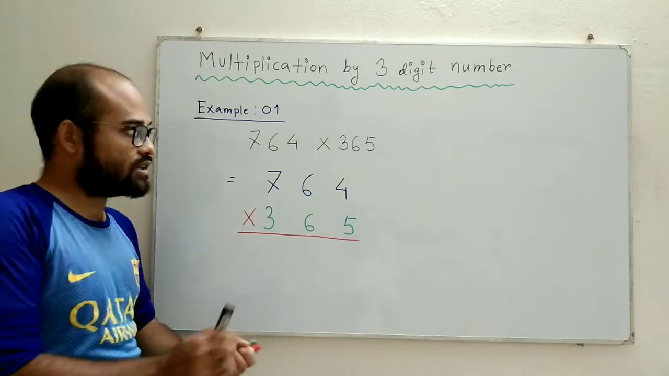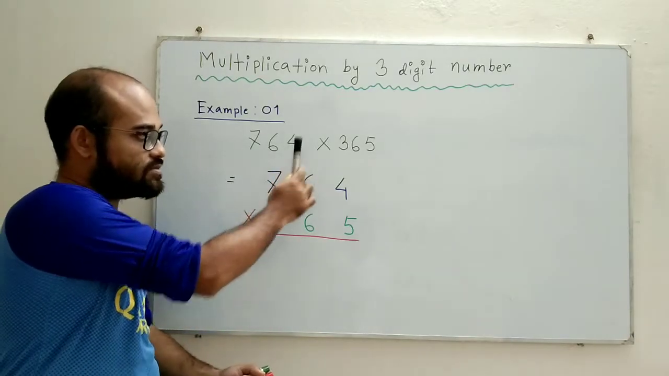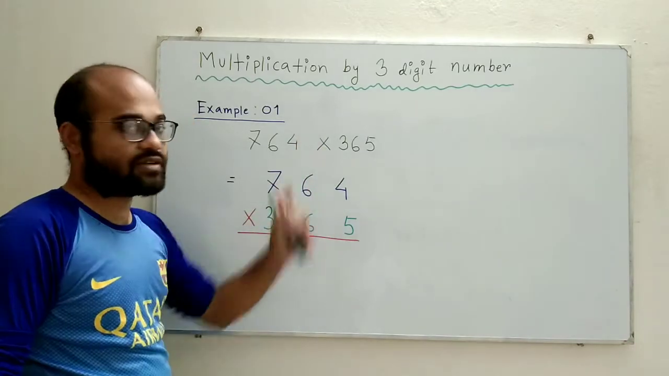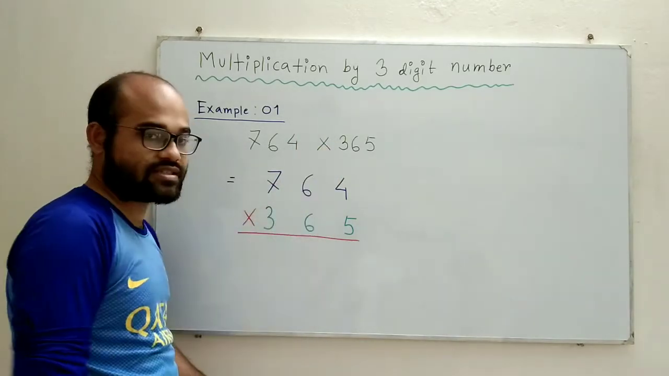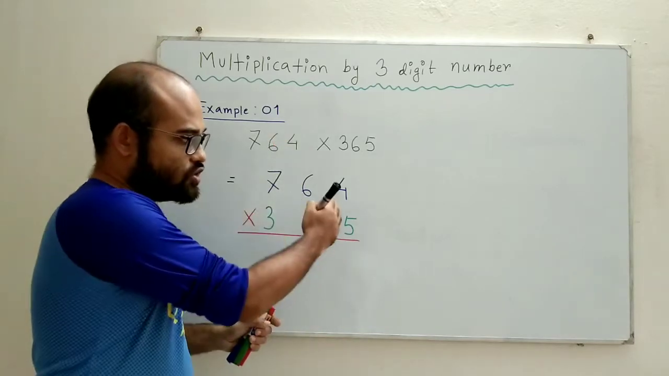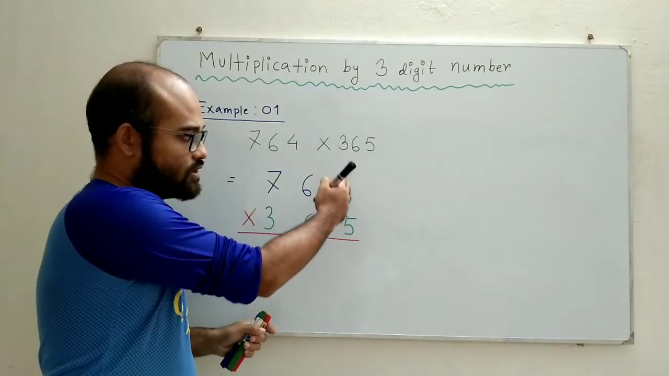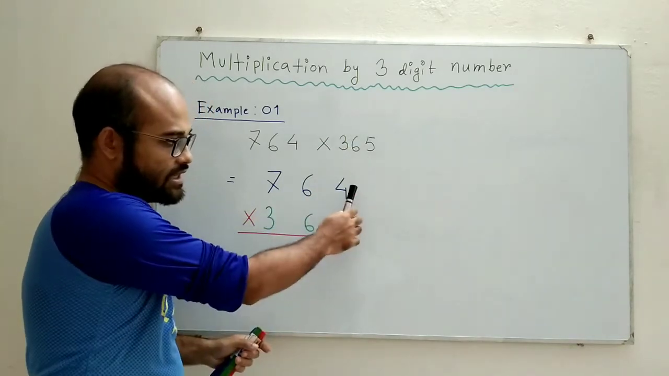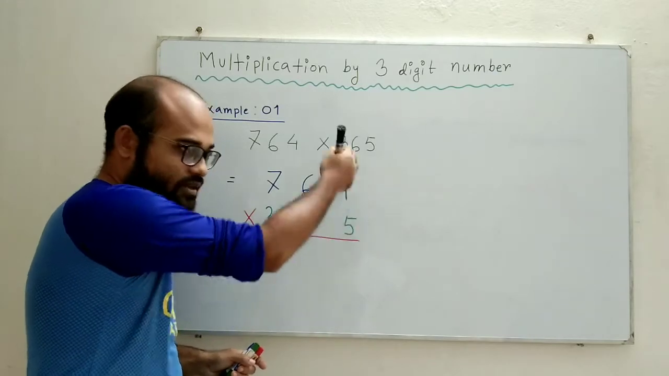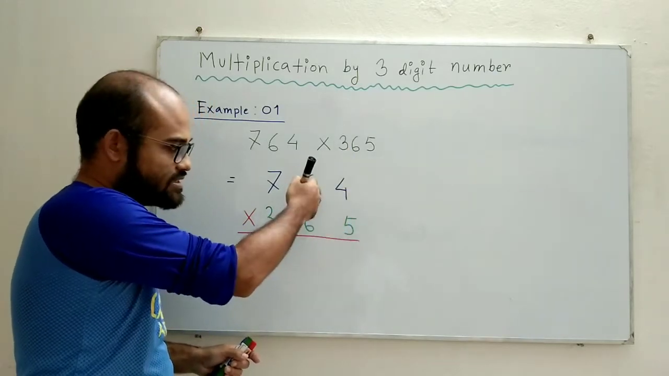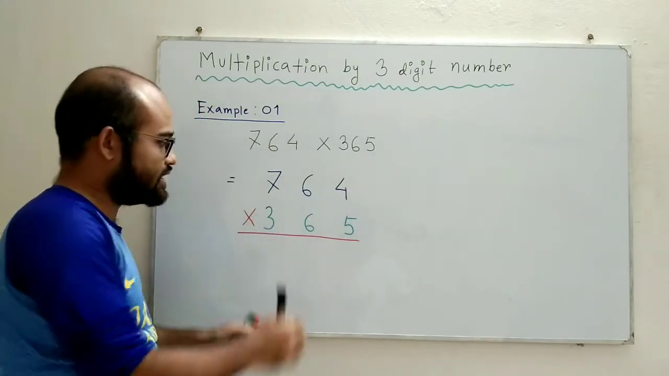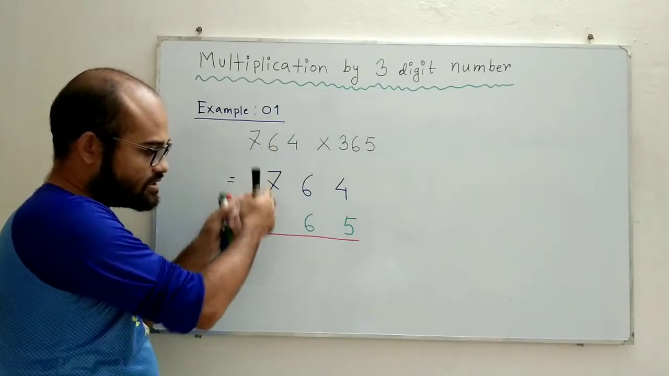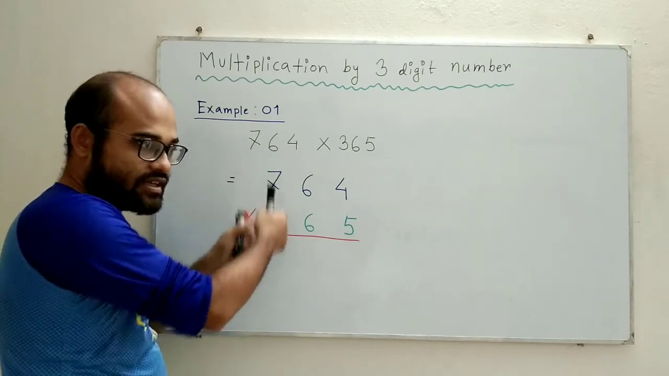How to do that? Well, at first we will write the multiplicand 764. Then beneath that we will write the multiplier, which is 365. Now we should be careful to write in such a way that the unit digits line up in the same line. Similarly, the tens digits line up in the same line. And finally, the hundreds digits also line up in the same line.